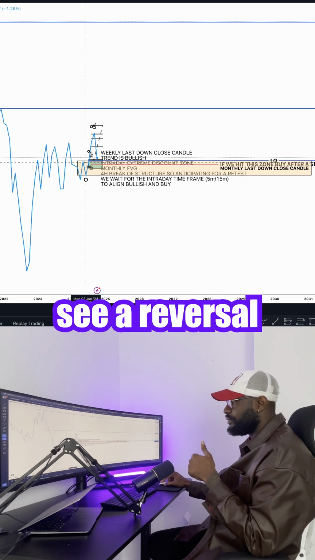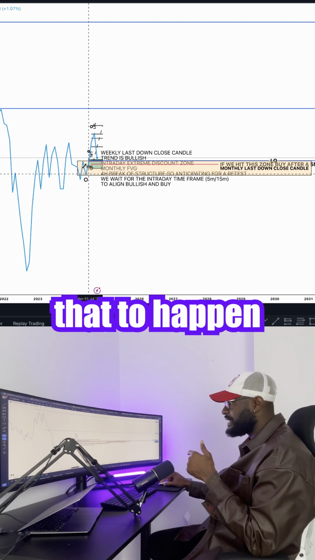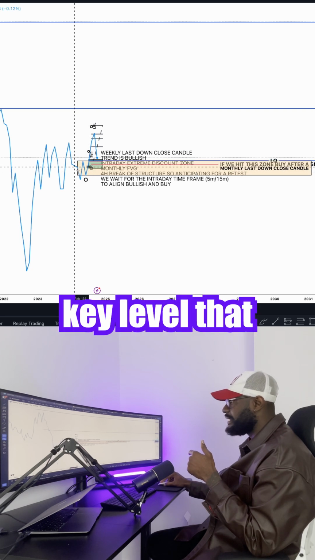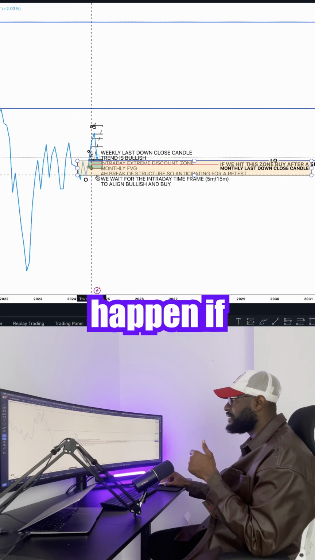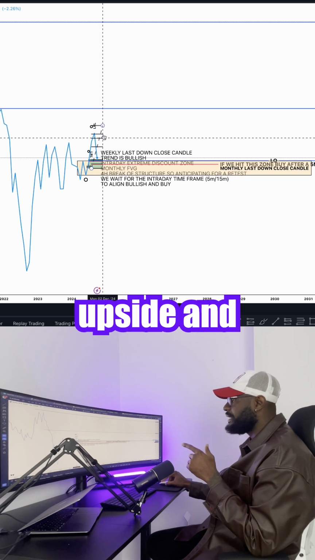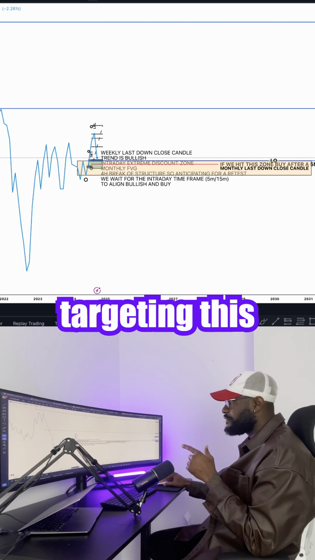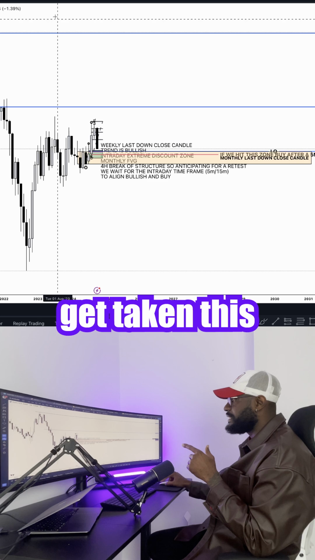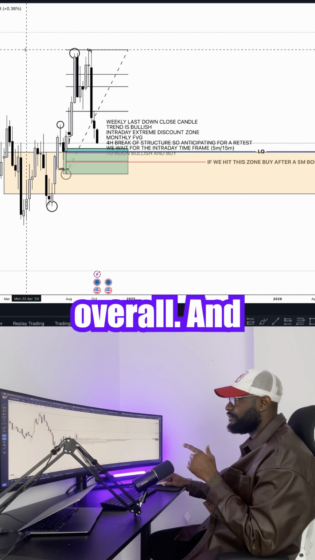we're going to see a reversal on the euro, I would anticipate for that to happen within this key level. That is the key level that I will anticipate for a reversal to happen if we're going to continue to the upside. And I'll be targeting this previous high right here to get taken. That will be my target overall.